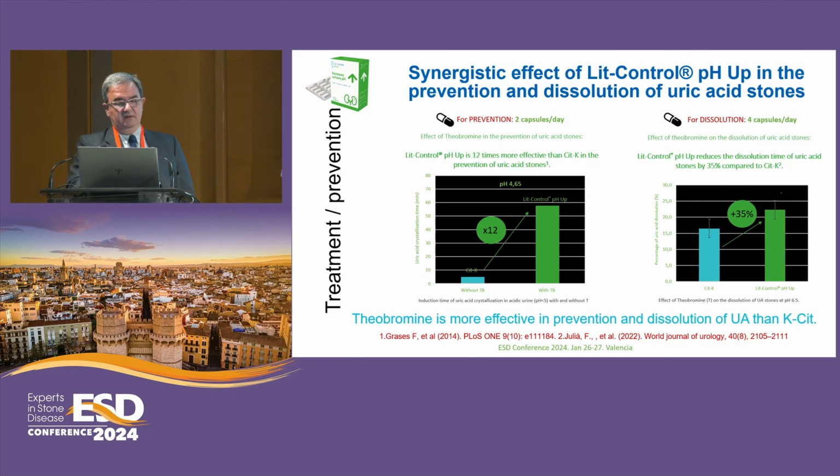So it has already been told before that theobromine is very effective for preventing uric acid stone formation, and synergistically with potassium citrate, it can diminish by 12 times the formation of uric acid crystals. And it also works for dissolution, as has already been demonstrated in another paper.